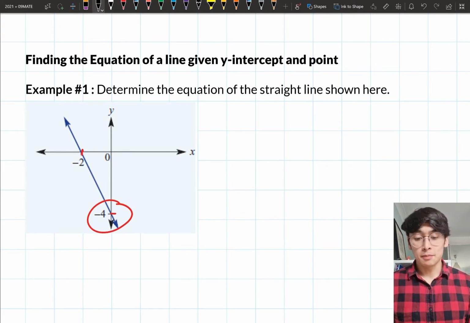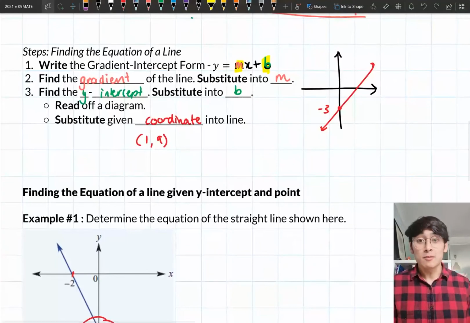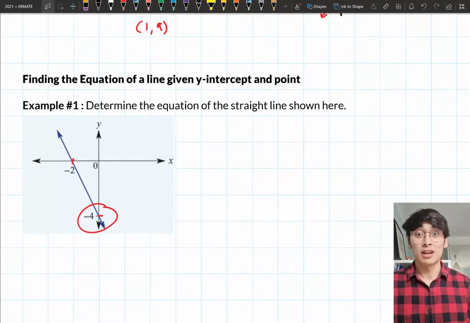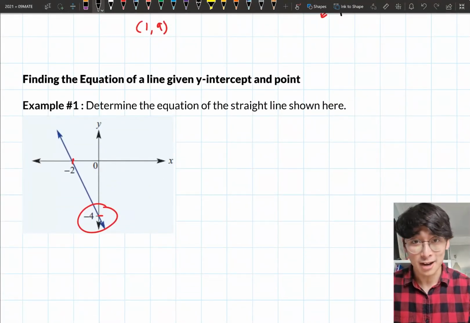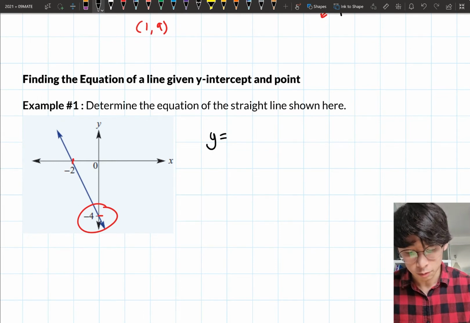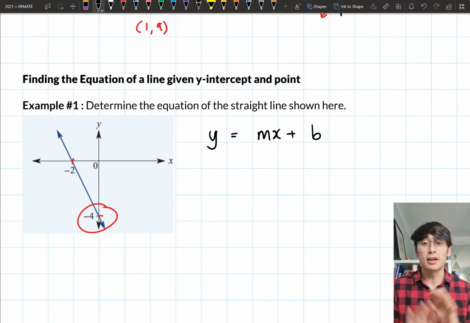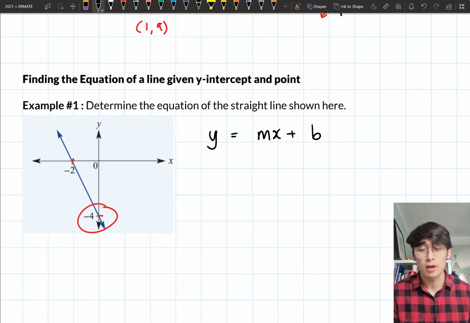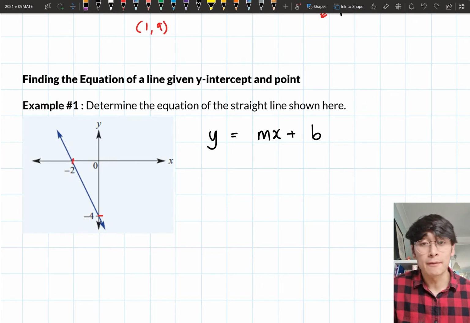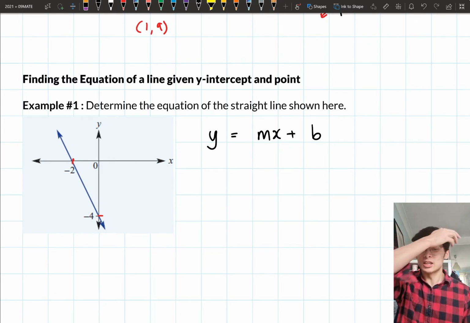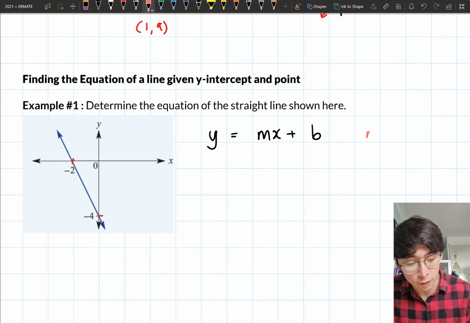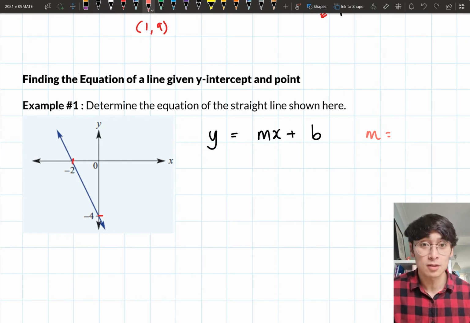But like I said in the steps, the first thing I want to do is write the equation of the gradient-intercept form. I'm just going to write y is equal to mx plus b, no matter what the question is. If I'm trying to find the equation of a line, I'm just going to write the gradient-intercept form. Okay, now that I've done that, I'm going to try and find the gradient. On the side here, I'm just going to do my working out for finding the gradient. I would recommend you also do this as well.